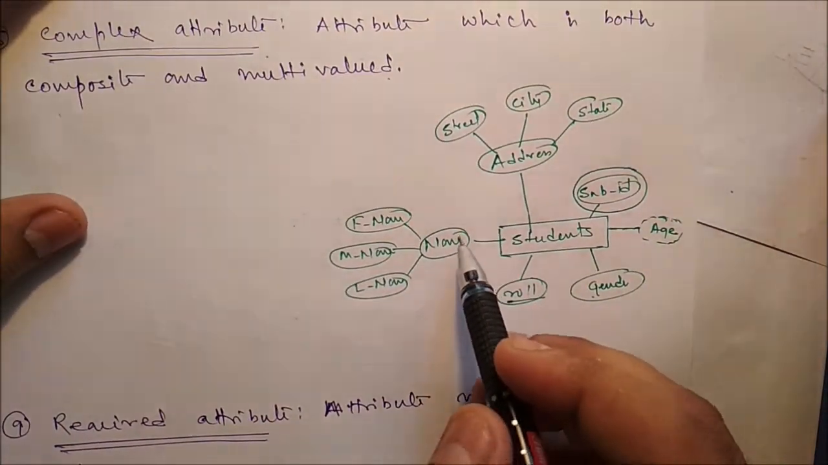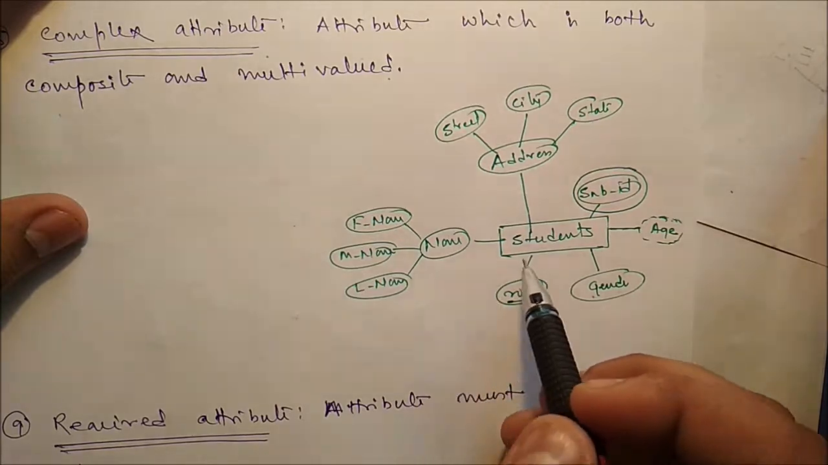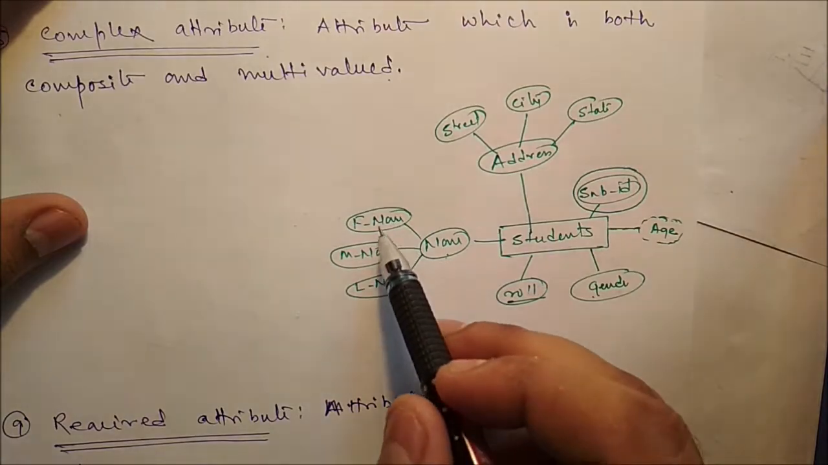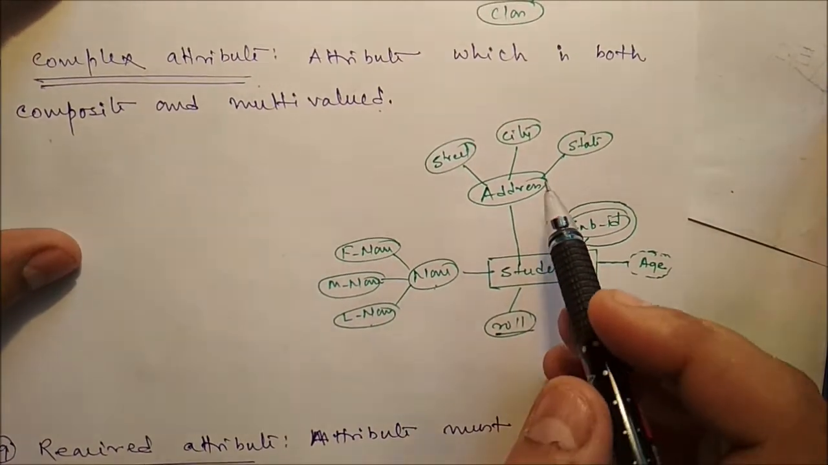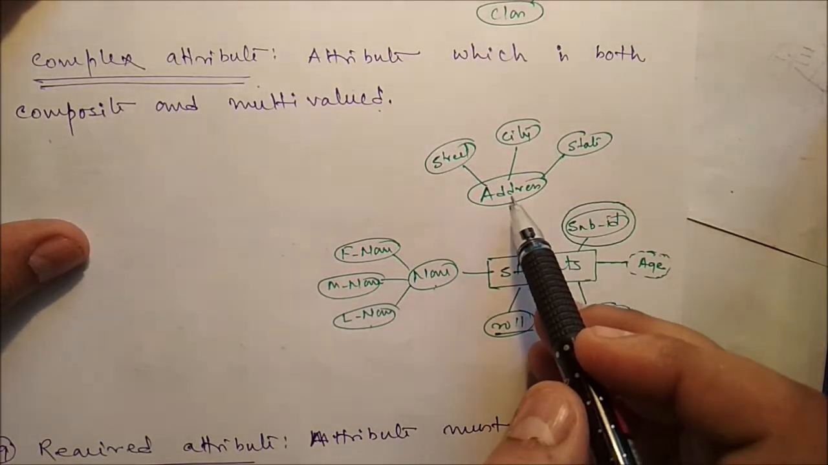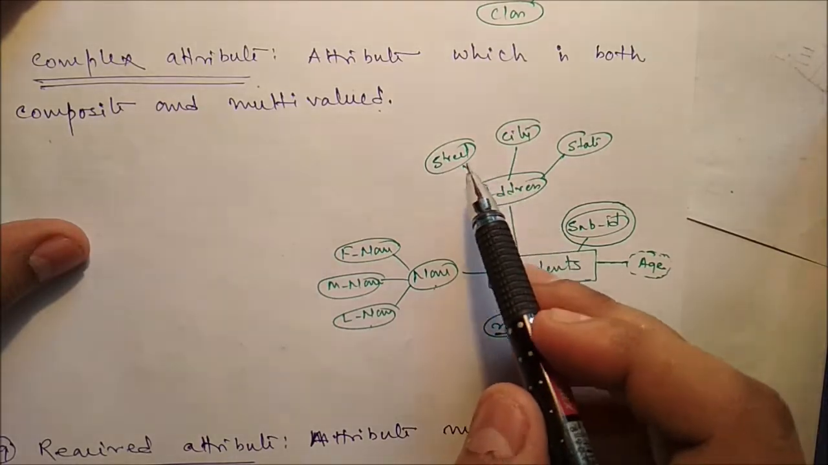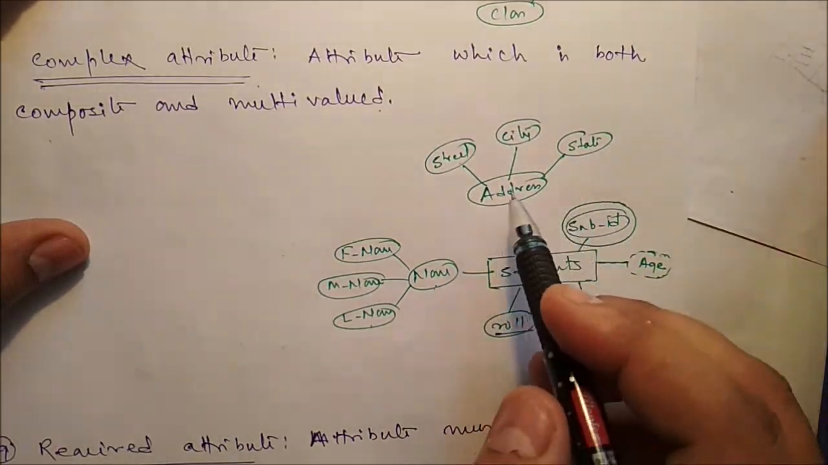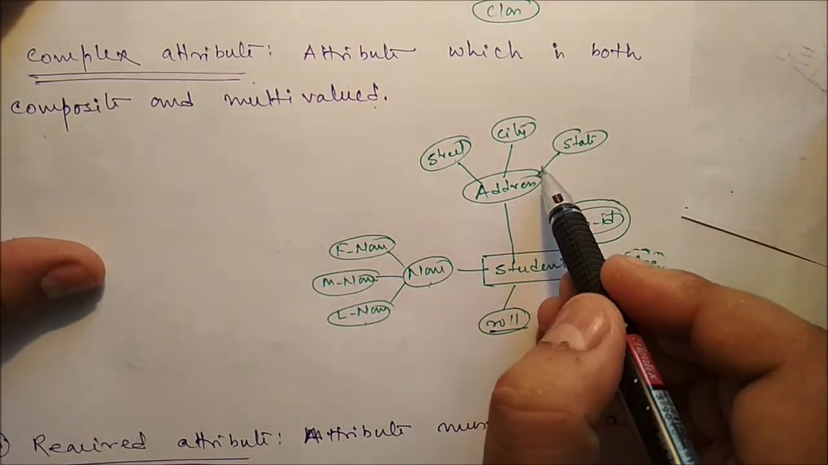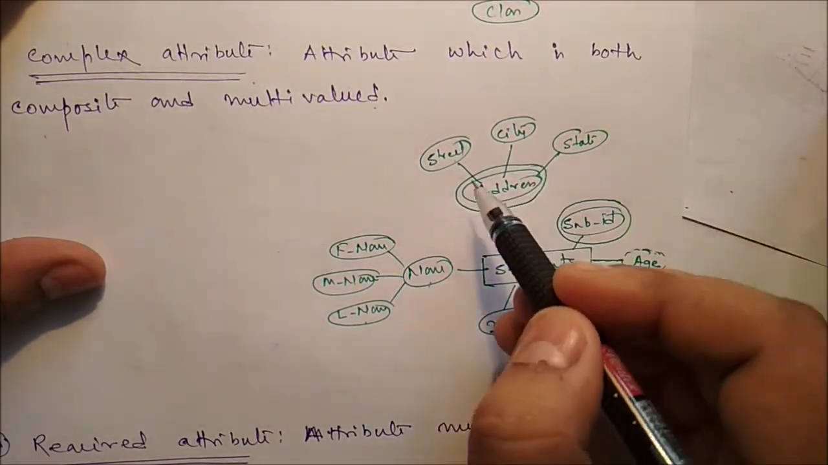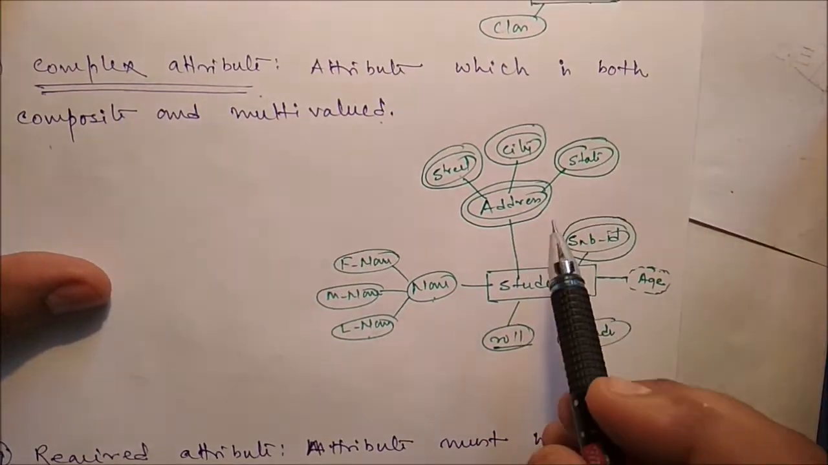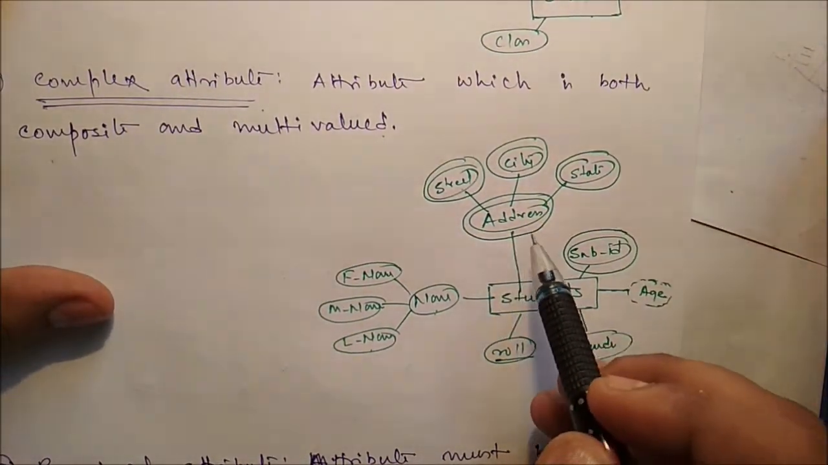Now name is a single-valued attribute, because a student has only a single name, but it is composite, because we can divide this name into three parts: first name, middle name and last name. Address is also a composite attribute, because we can divide it into three parts: street, city and state. If the college allows entering more than one address, then address will be multi-valued too. So this is an example of a complex attribute, which is both composite as well as multi-valued.